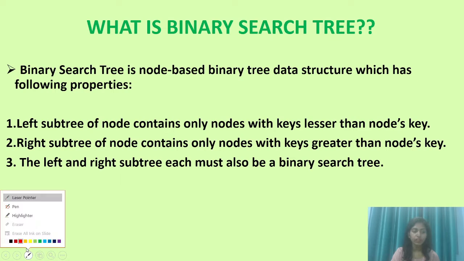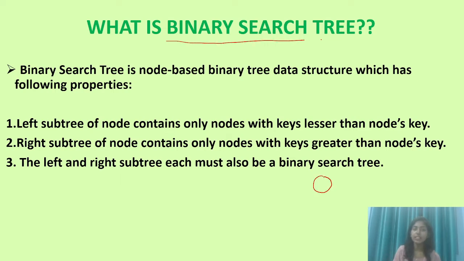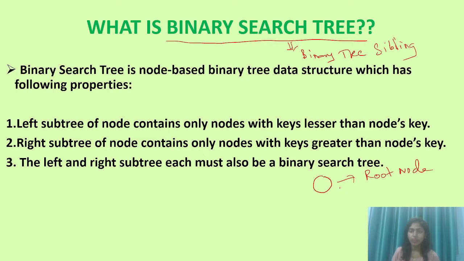Now what is the meaning of this? Binary search tree is a sibling of binary tree. It is a variation of binary tree only. So what was happening in the binary tree? Having one root node, this is called the root node. Like a tree has a root, so here also for binary tree or binary search tree, there is a root. And every root has what? Left and right child. So this is called the left child and this is called the right child.